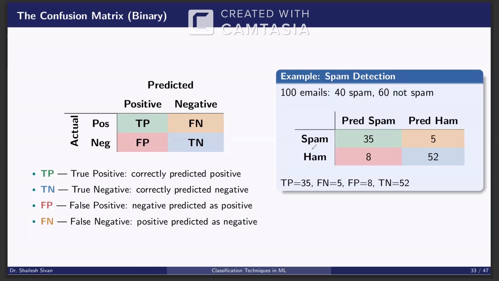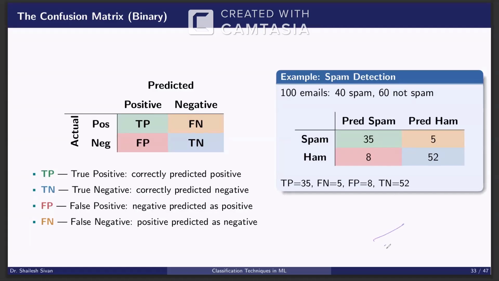35 are predicted as spam. 35 plus 8, right? And among that, how many of them are actually positive? 35. That is what is called precision.